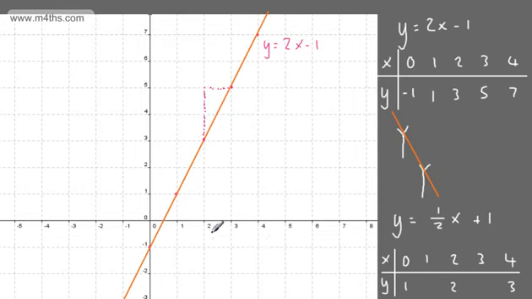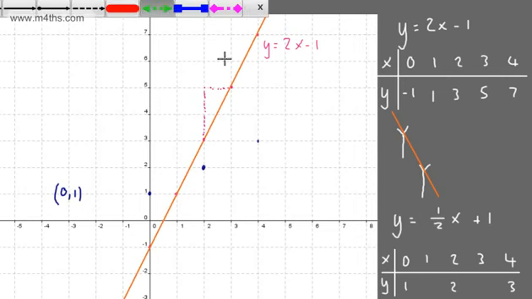So what we're going to have then is 0, 1. Well, that's going to be just here, okay? Just think about this one. That's 0, 1. X is 0, y is 1. Then we're going to have 2, 2. Now 2, 2 is going to be just here. Then we're going to have 4, 3, which is going to be just here. We've got enough points to put a straight line through, so what we'll do is do that.